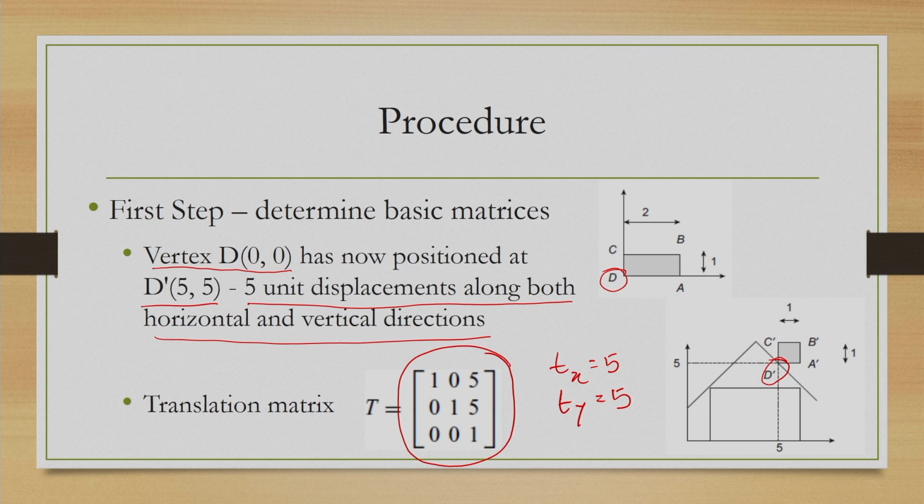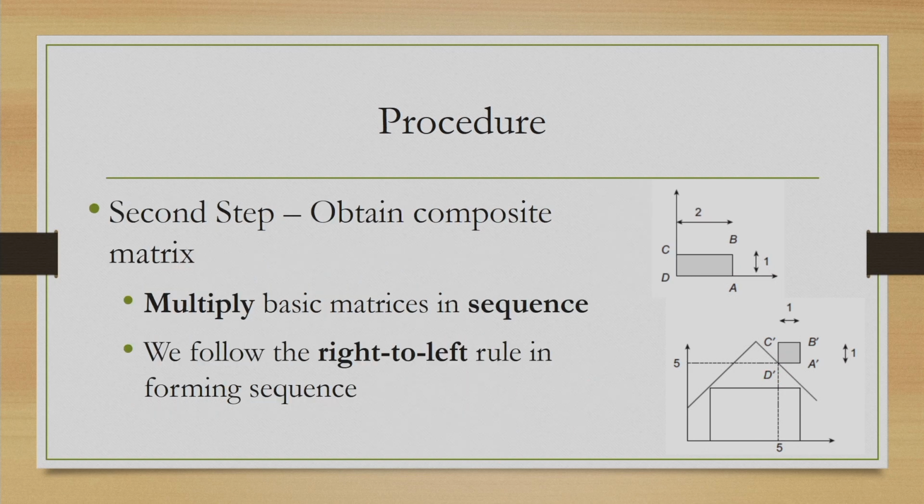But our question remains, how to combine them? That is the second step, composition of the matrices, or obtain the composite matrix. What we need to do is to multiply the basic matrices in sequence, and this sequencing is very important. We follow the right to left sequence, that is a rule we follow to form the sequence.